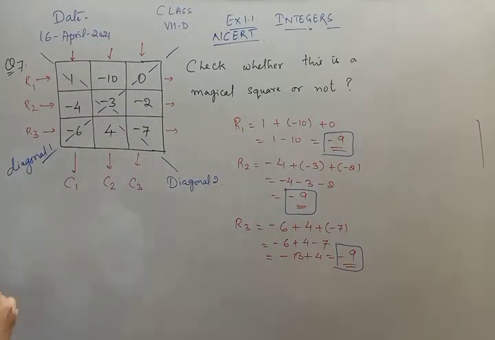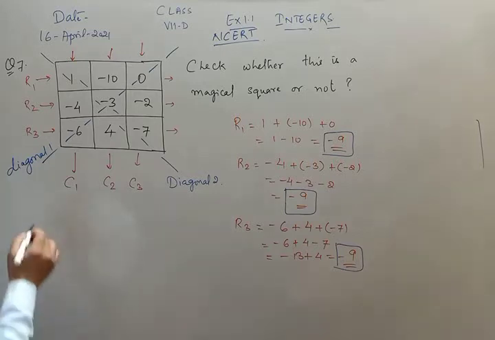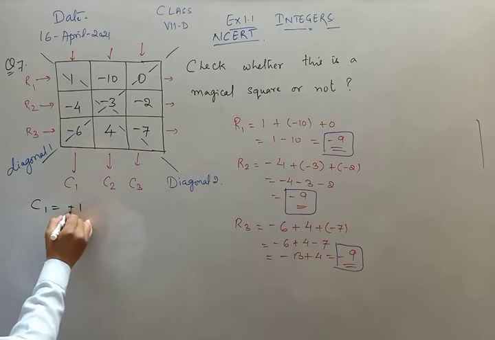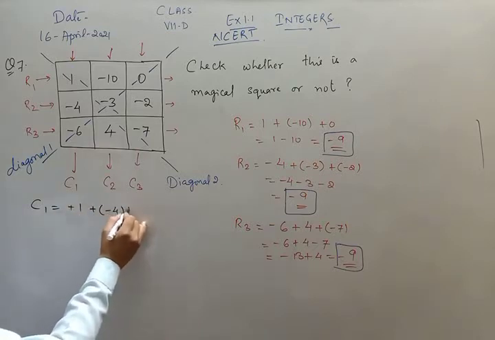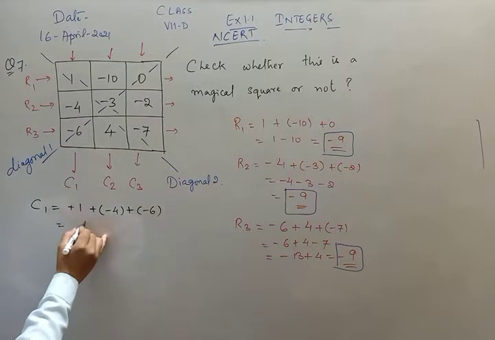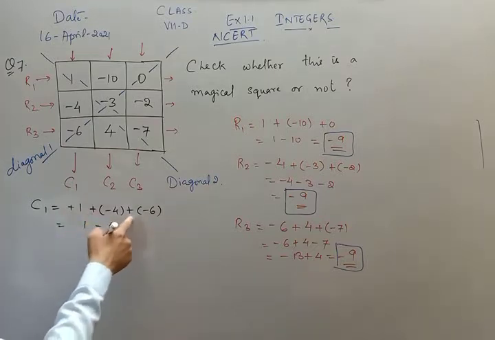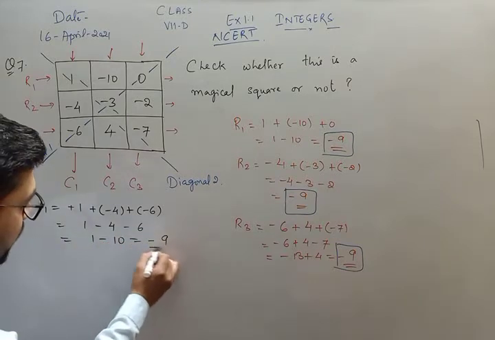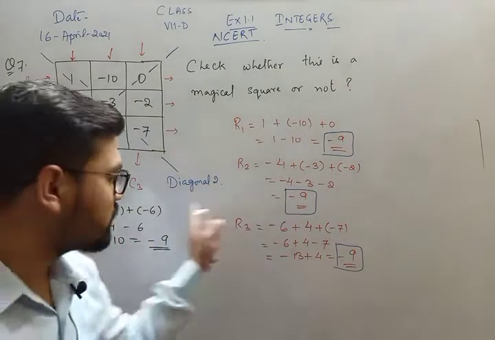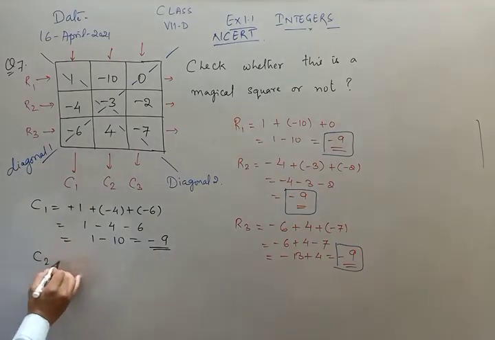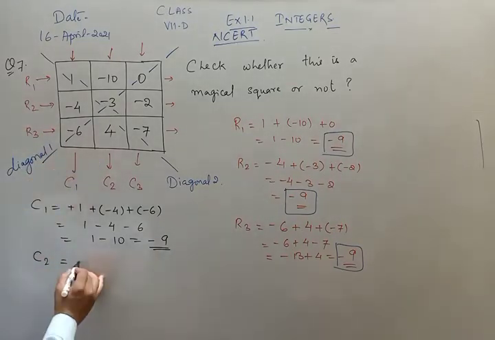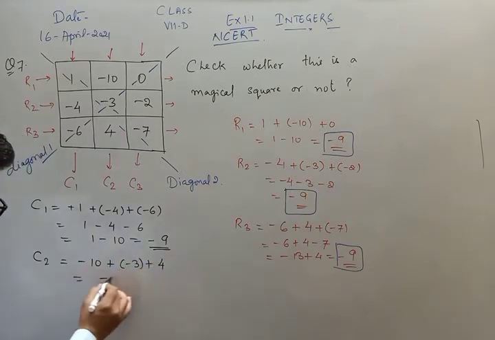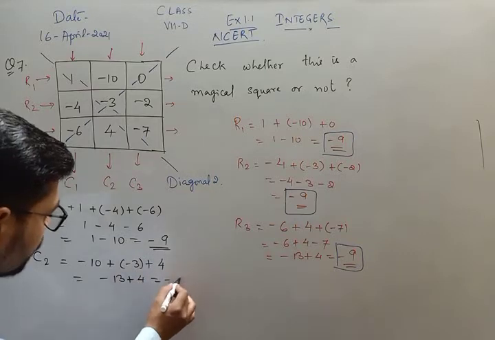Now C1. The elements given in C1 are 1 plus minus 4 plus minus 6. So 1 minus 4 minus 6, 1 minus 10 is equal to minus 9. Again I get the same result, minus 9. Okay. Similarly, I need to check C2. Minus 10 plus minus 3 plus 4. So minus 13 plus 4 is equal to minus 9.